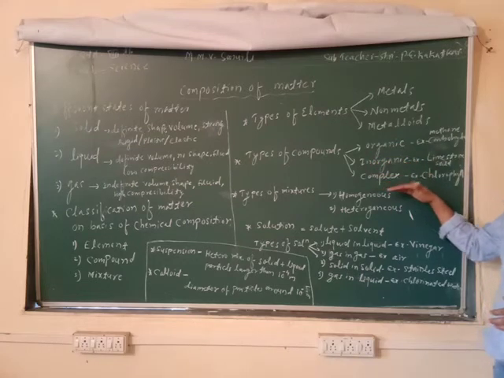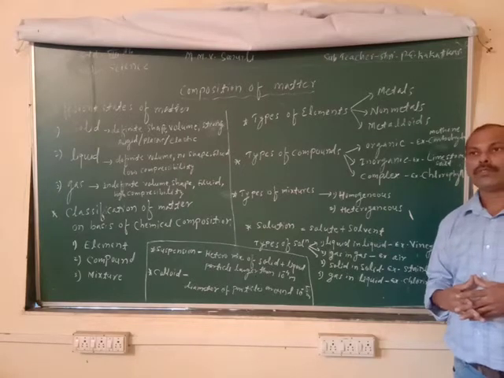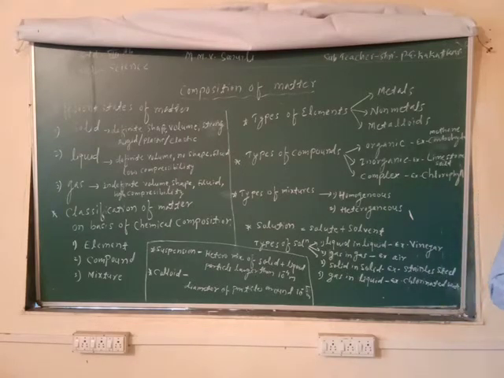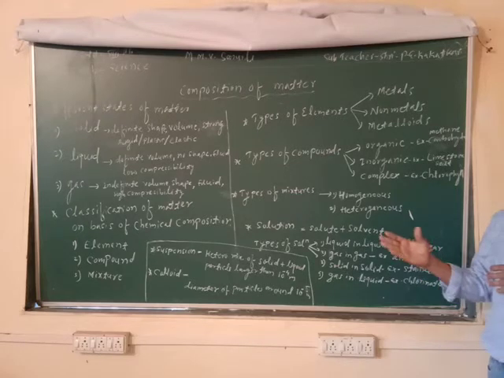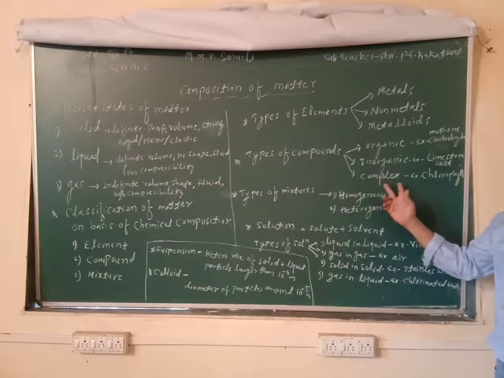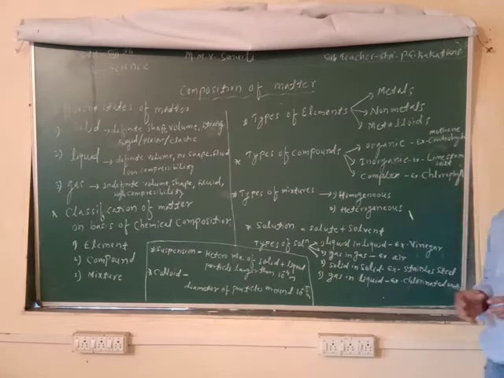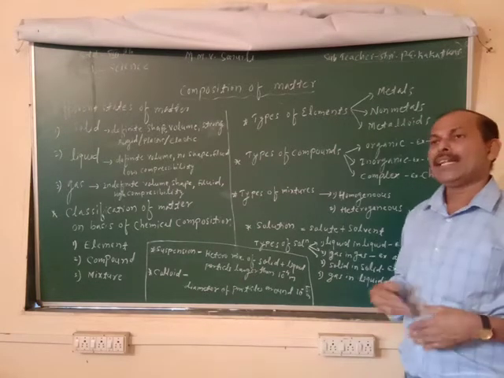Some compounds are complex compounds. The compound contains more than two or three elements, but because of their complexity we can't divide them into organic and inorganic. That's why those are known as complex compounds. For example, chlorophyll.